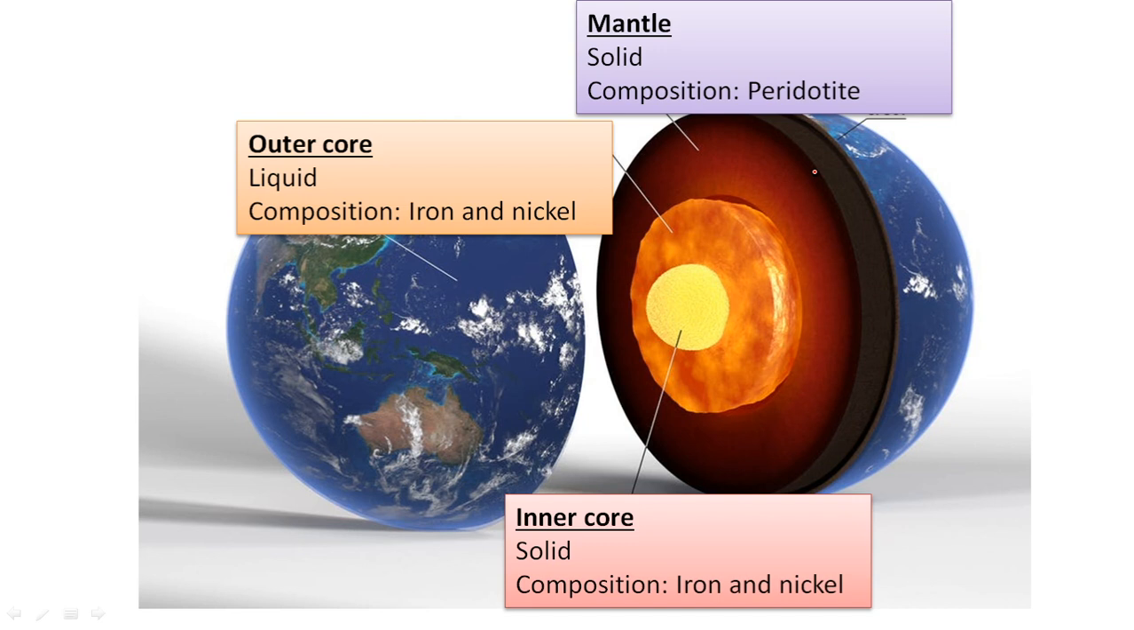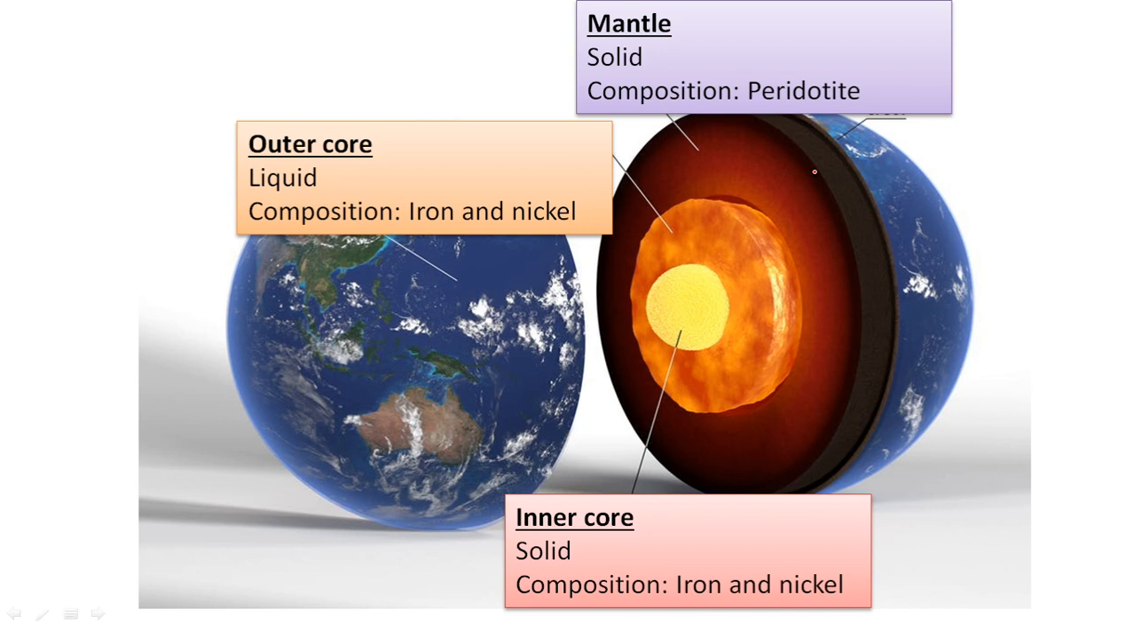Some parts of the mantle can be molten, but also some parts of the crust can be molten. Pueden estar fundidas también, algunas partes de la corteza y algunas partes del manto. But the main state is solid, okay? So be careful with that.